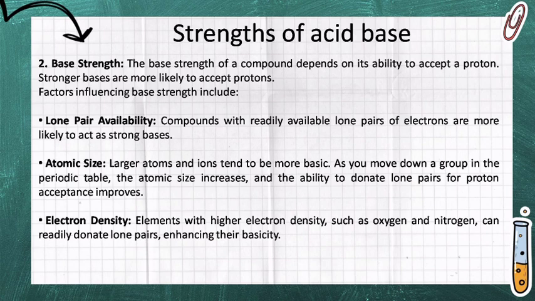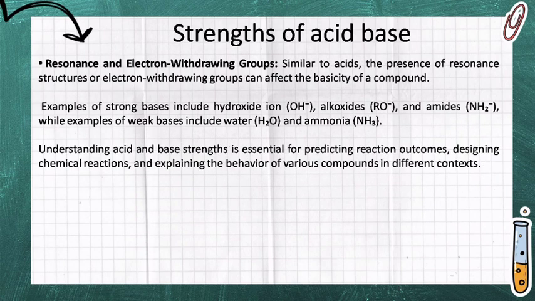As you move down a group in the periodic table, the atomic size increases, and the ability to donate lone pairs for proton acceptance improves. C. Electron density. Elements with higher electron density, such as oxygen and nitrogen, can readily donate lone pairs, enhancing their basicity. D. Resonance and electron withdrawing groups. Similar to acids, the presence of resonance structures or electron withdrawing groups can affect the basicity of a compound.